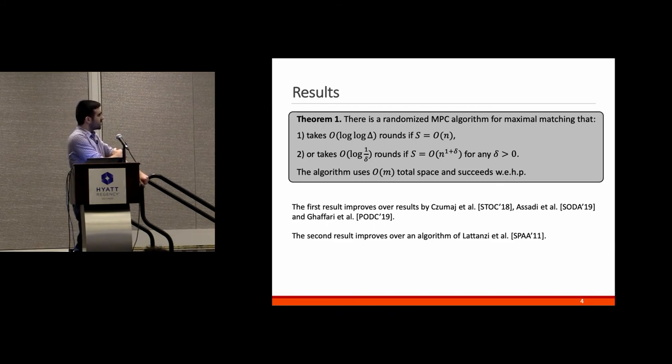And the first result improves on all the previous algorithms that work within the same number of rounds on that space, but work only for approximate matching, not for maximal matching. And so they all had approximations for vertex cover strictly worse than 2.